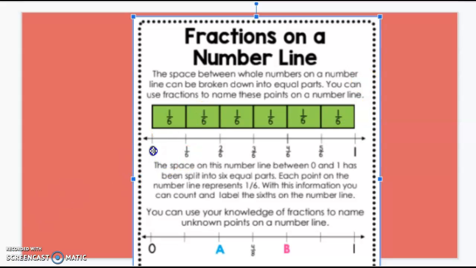And here this number line is broken down into 6 parts, and your parts go from 0 to 1, or your whole number to a whole number. You can also count your parts by doing little jumps. 1, 2, 3, 4, 5, 6. So we have 6 jumps on my number line, meaning there are 6 parts in this number line.